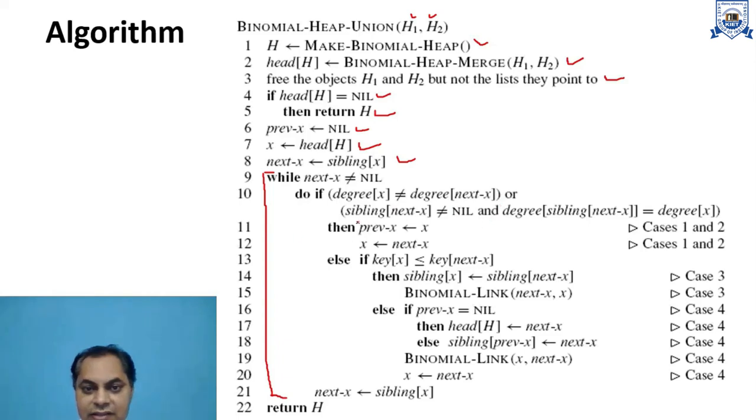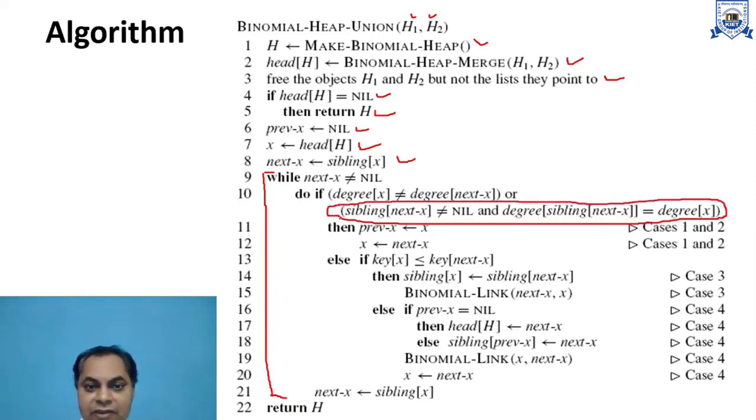This condition says that three binomial trees have the same degree. For x, next of x is on the right side, and for next of x, the right side would be the sibling of next of x. So that means three trees have the same degree. If any one of these conditions holds, we move forward in the root list: previous of x becomes the current x, and x becomes next of x. These are case number 1 and 2.